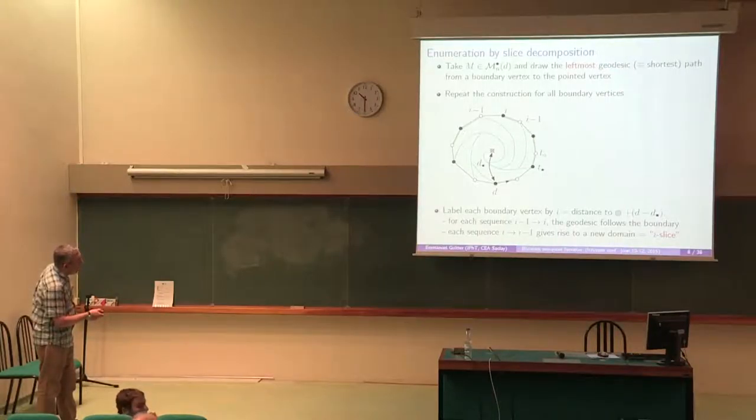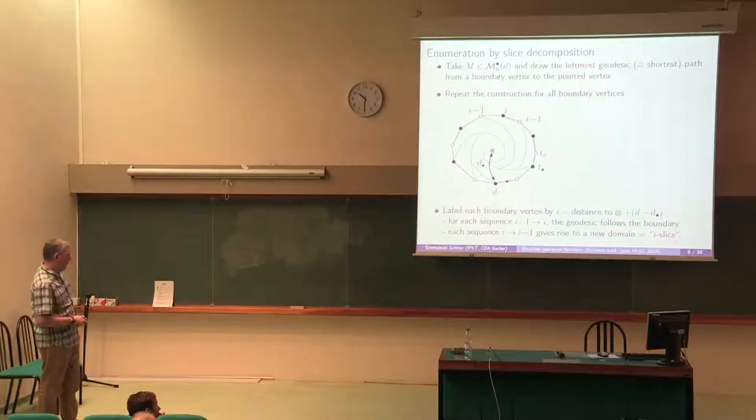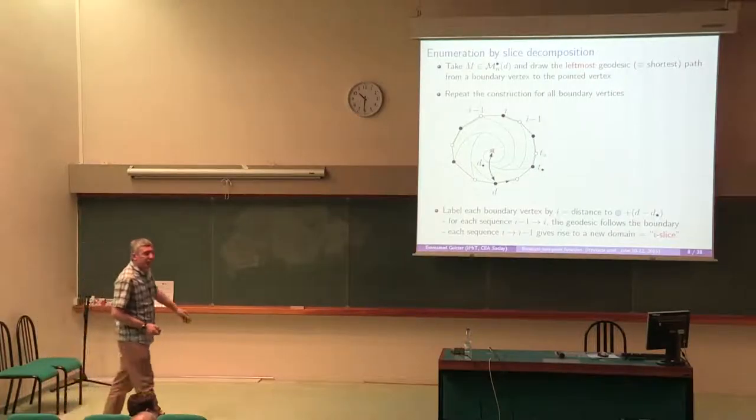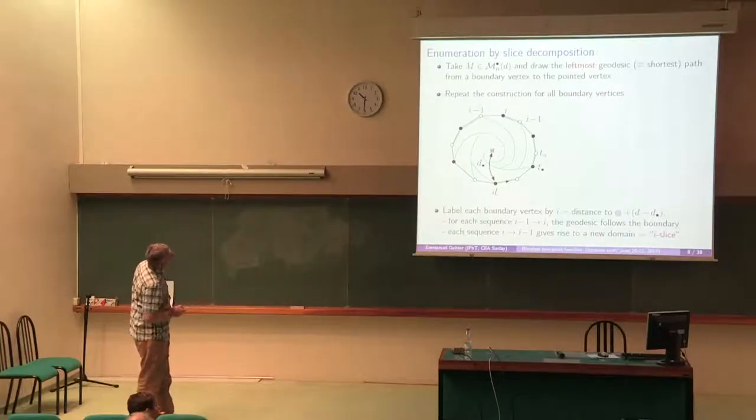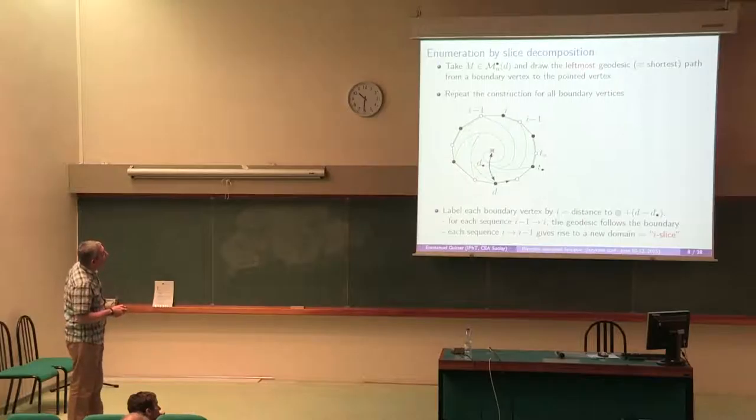Okay, then the set of distances around the face forms a path from I to d to I d, made of plus or minus one steps, so I minus one to I or I to I minus one. And it remains above I d because that was one of the closest points to the pointed vertex. And for each sequence I minus one, I, like this one, the leftmost geodesic path from this point follows the boundary. You can see it's on the left because you're upside down. So it doesn't create any new domain.